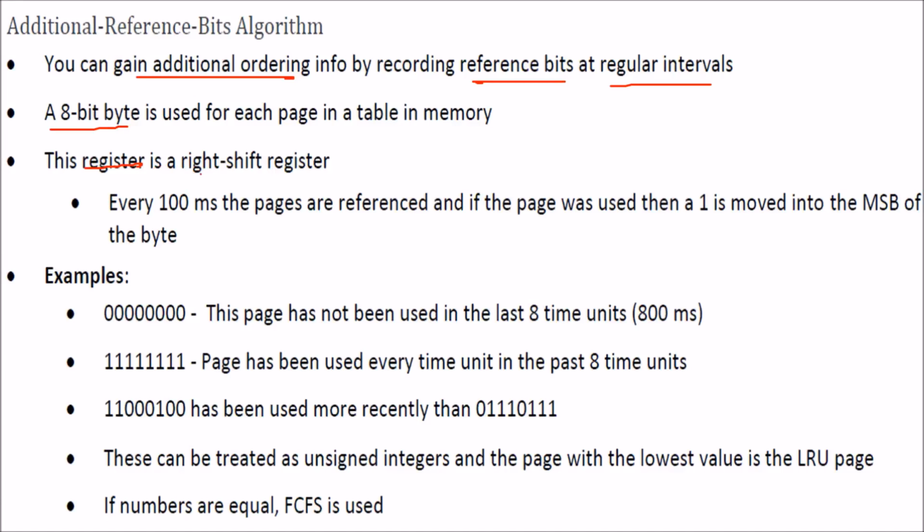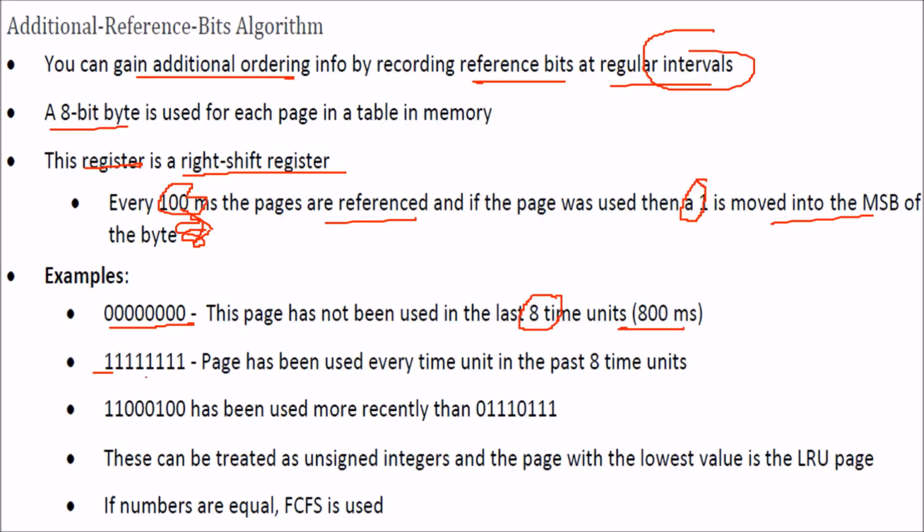So this register is a right shift register. Say for this regular interval, let us take 100 milliseconds. Every 100 milliseconds the pages are referenced, and if the page was used, then a 1 is moved into the most significant bit of the byte. This is the most significant bit. See, this 0000 eight times means the page has not been used in the last 8 time units. That is 8 into 100, that is 800 milliseconds.